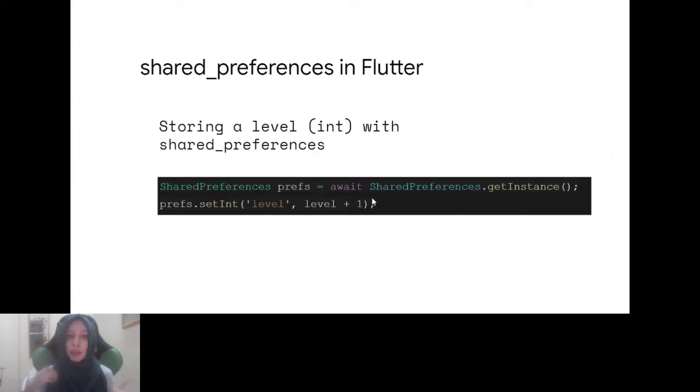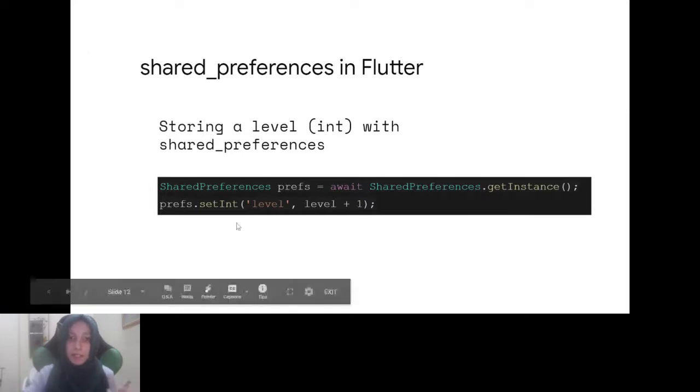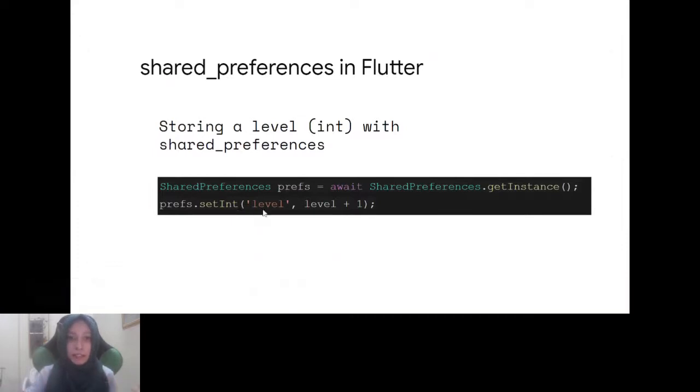So let's say you want to store an integer in your shared preferences. This is the line of code that's responsible for doing this. The setInt is a function, right? It's a method, and the key can be anything. I have set it to basically level, right? So that when I'm retrieving the level, for reading it, I know that I have to get the value that is paired with the key level, right?